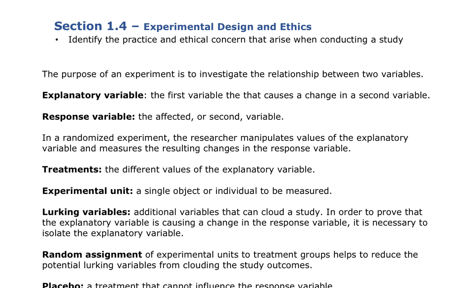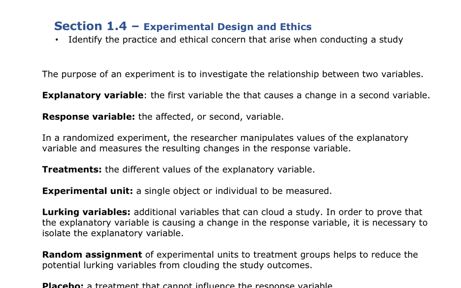The treatments are the different values of the explanatory variable. So the treatments could be you're given a pill or you're not given a pill. That would be the two different treatments. The experimental unit is a single object or individual that's going to be measured. So the experimental unit could be the person who receives the pill or the person who does not receive the pill.